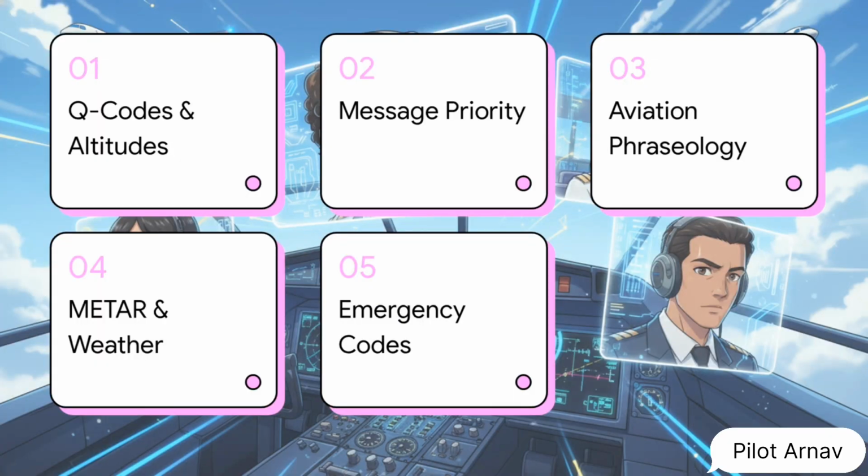So, what is our flight plan for this explainer? First up, we'll hit essential Q codes and altitudes. Second, the incredibly strict priority of aviation messages. Third, standard aviation phraseology. Fourth, we'll decode METAR and weather data. And finally, we'll wrap up with emergency frequencies and codes.